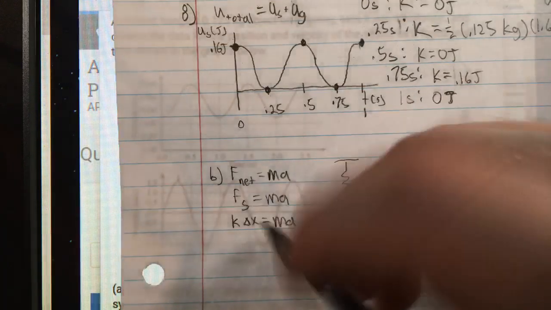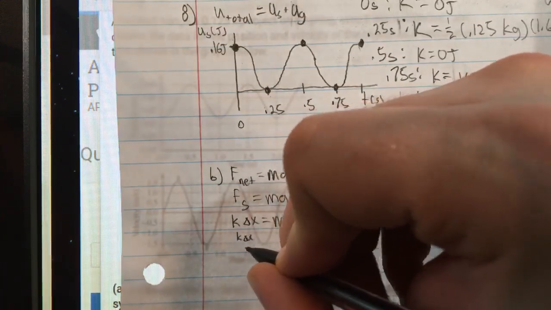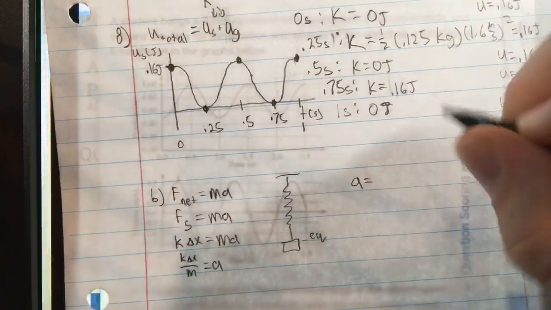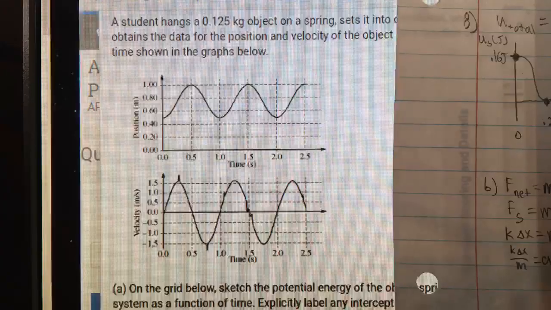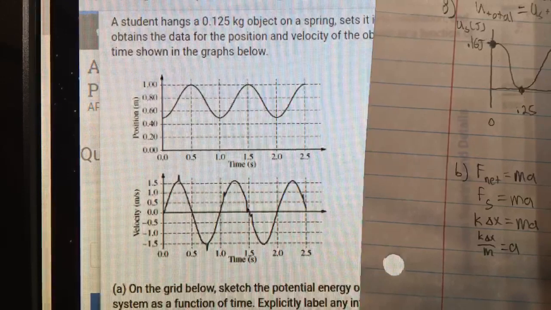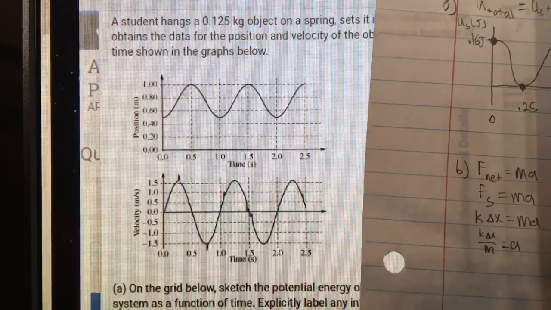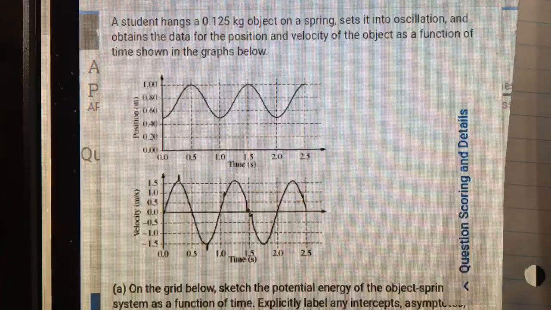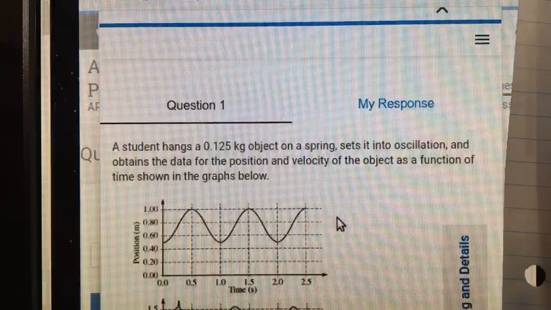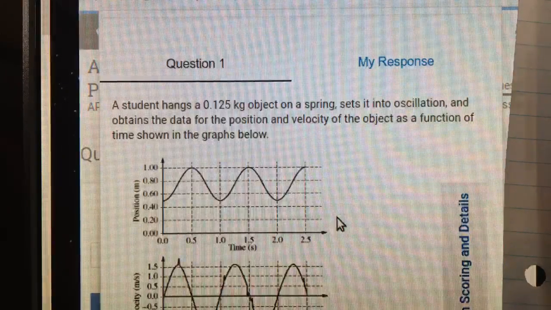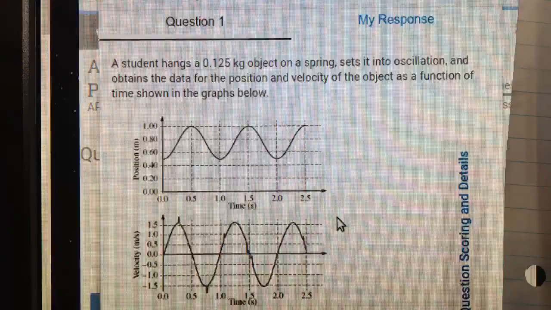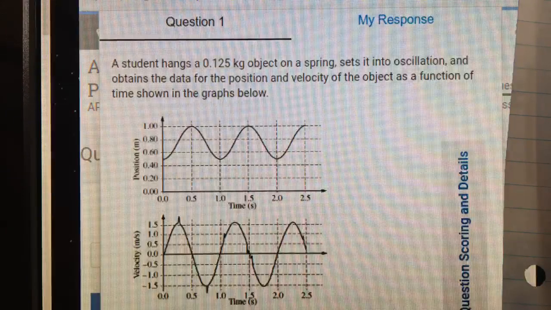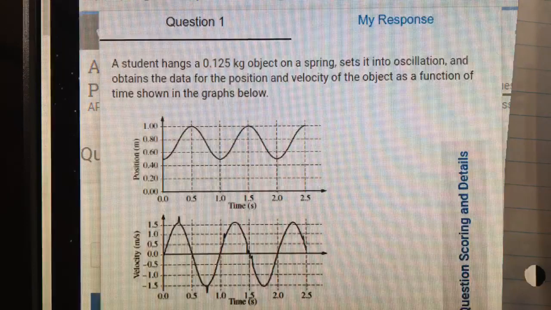So when we get this, we're trying to get acceleration. So spring constant times displacement from equilibrium divided by mass equals acceleration. So we're going to want to get our acceleration at different positions, or at different times, I mean. So at 0 seconds, the acceleration is our spring constant, which, did they actually tell us? Oh yeah, we actually have to solve for the spring constant.